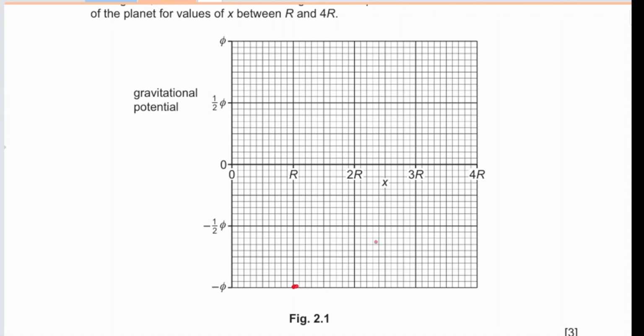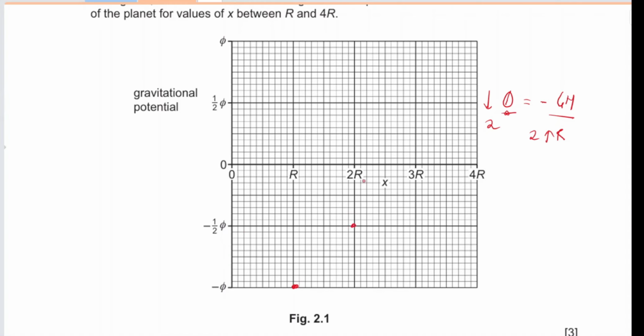Now, to get other plots, we can just use the formula, which says that phi is negative GM over r. So what happens when I go from r to 2r? What happens when I increase this by 2? Because these two are constants, this one will decrease by 2, right? So if this was phi, now it's going to be negative, and it will be half phi. So it's going to be over here.